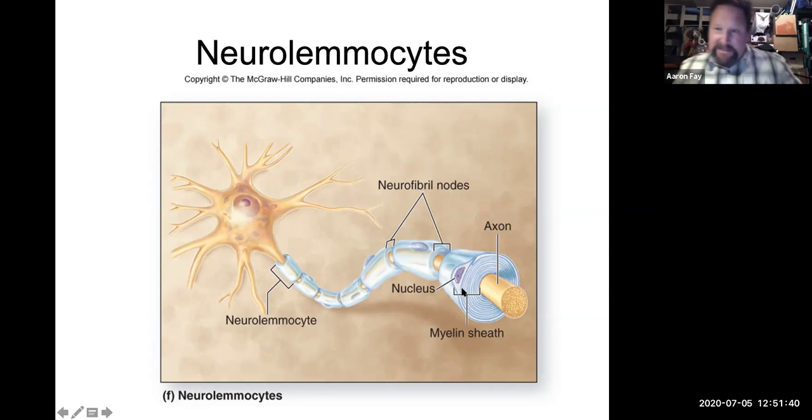What myelin actually is, it's a lipid, it's a fat. So you're going to find it in the phospholipid bilayer. So the way you could get lots and lots of myelin wrapped around one axon is you have lots and lots of cellular membrane of the neurolemmocytes.